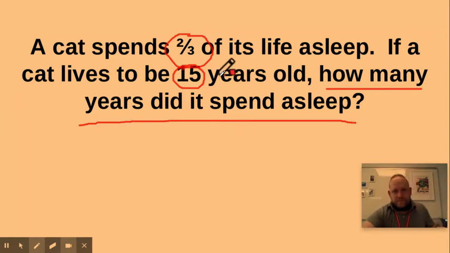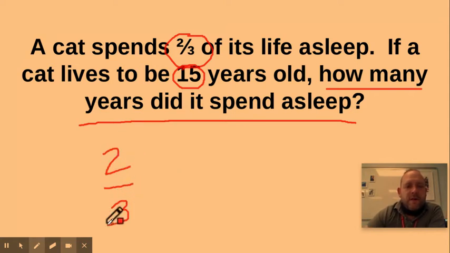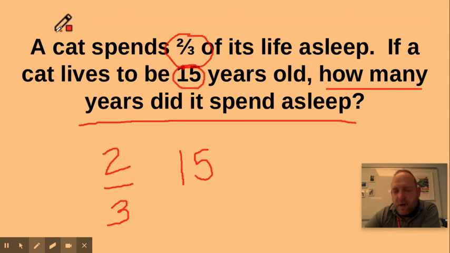So there are our numbers. I have 2/3 and 15. Don't know what I'm doing with those quite yet, but those are my numbers. How many years did the cat spend asleep? And now we need to box our operative words.